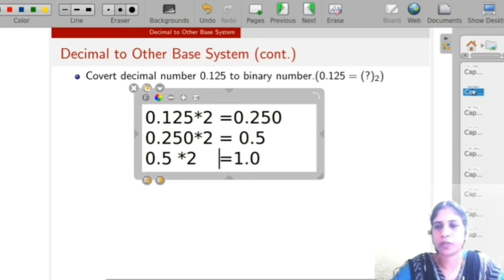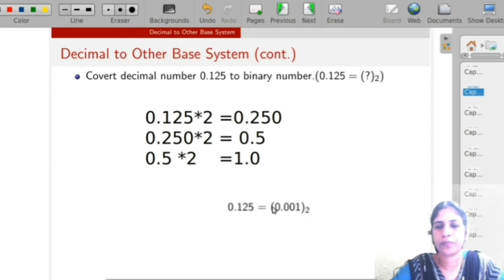So we stop the process and our result is 0.125 equal to 0.001. Here we take the integer parts from top to bottom. So the answer is 0.125 is equal to 0.001 base 2. We should always write the base as the subscript of the number. In the case of a decimal number, we write the number as it is. But in any other case, we should write the base as subscript.